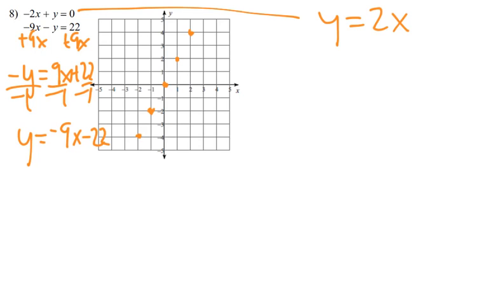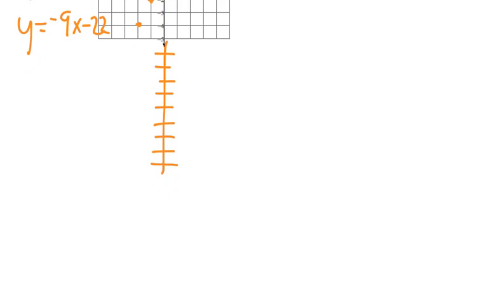Okay, if I'm doing this other one, I'd have to go clear down to negative 22, right? 6, 7, 8, 9, 10, 11, 12, 13, 14, 15, 16, 17, 18, 19, 20, 21, 22. So there'd be my y-intercept.